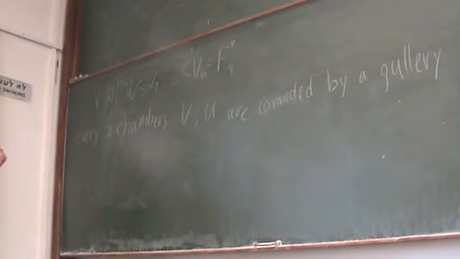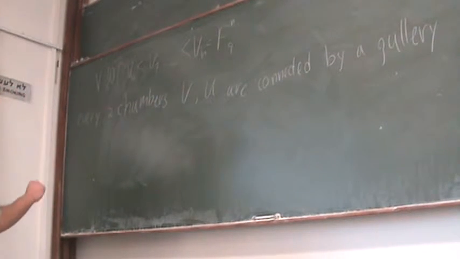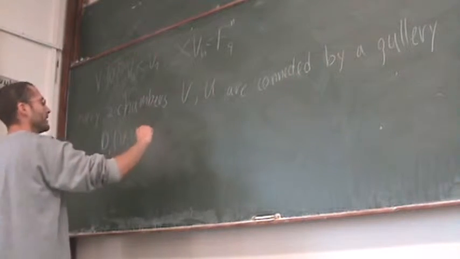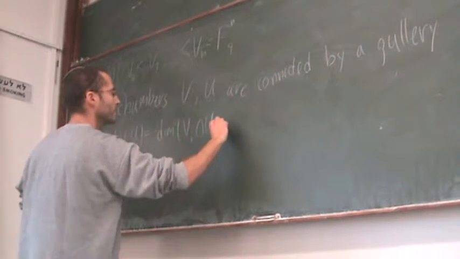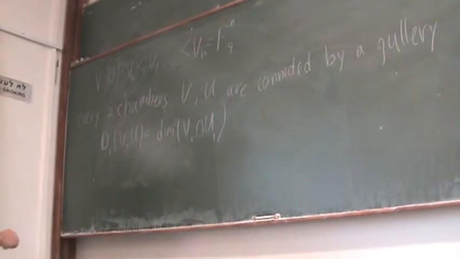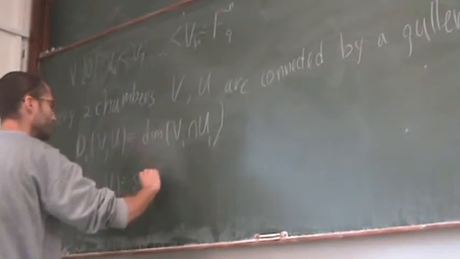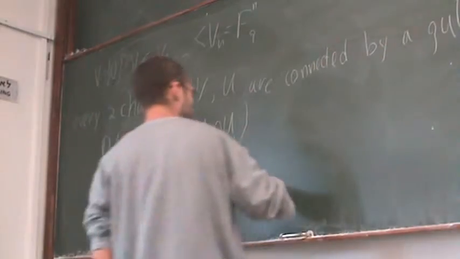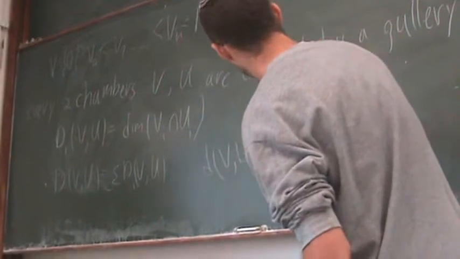Now, we first define what the difference between two chambers is. So you can define functions d_i(V, U) via the dimension of the intersection. And let's also define this to be the sum. And we also define the metric to be this.